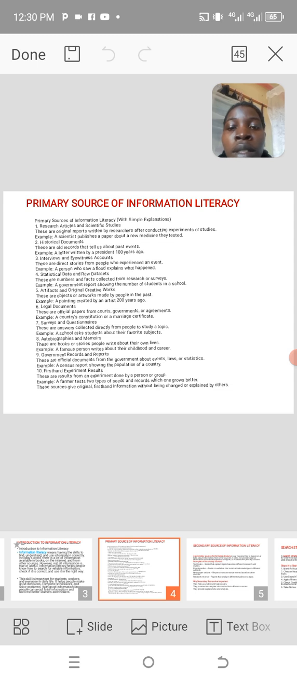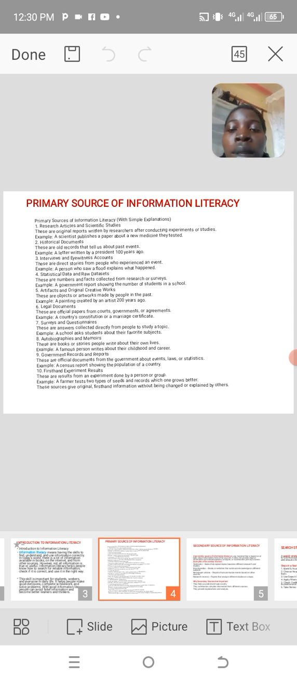Now, the first one is the research articles and scientific studies. This one means original reports written by researchers after completing experiments or studies. For example, a scientist publishes a paper about a new medicine they have tested.